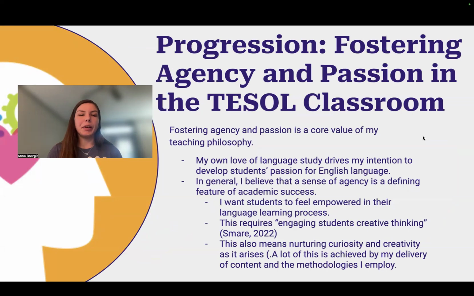Okay, here I want to talk about basically through the micro teaching, what did I gain? What did I make of my teacher identity through these experiences? And that is to say, fostering agency and passion is a core value of my teaching philosophy. This comes not only from that ESL coursework and my greater social science studies, but also my own experiences as a student. My own love of language study drives my intention to develop students' passion for English language.